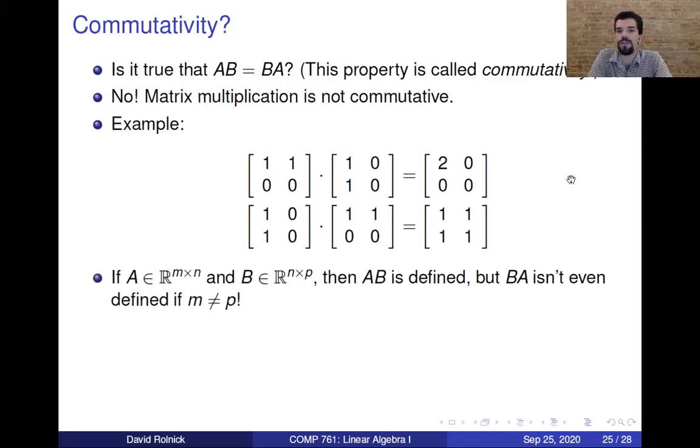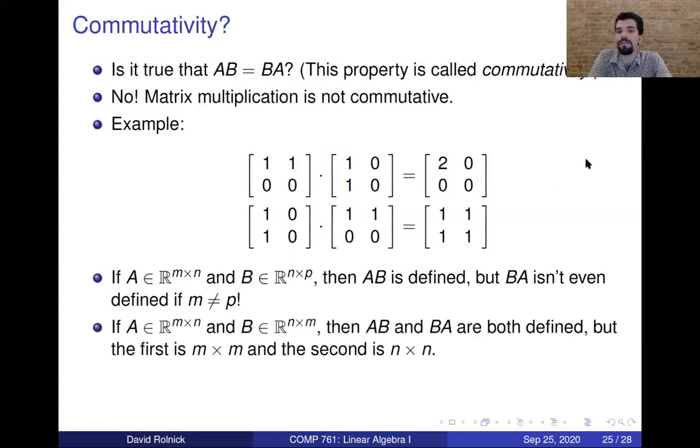And in general, we should remember that if you multiply an m by n matrix and an n by p matrix, then AB is defined because these inner dimensions match, but BA isn't defined if m is not equal to p. So not only can these products not be the same, one of them could not even exist. And in general, even if they do exist, if A is an m by n matrix and B is an n by n matrix, then the products are both defined, but the first one is an m by n matrix and the second is an n by n matrix.